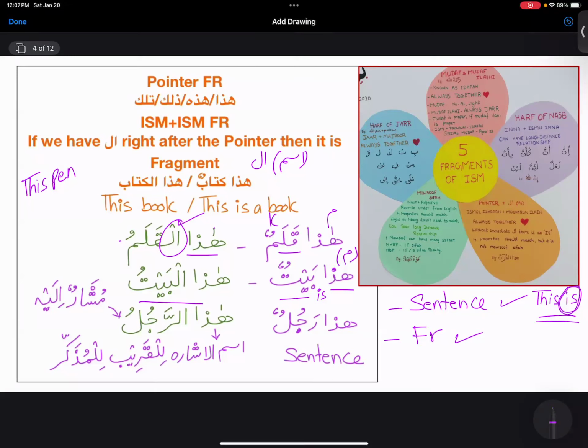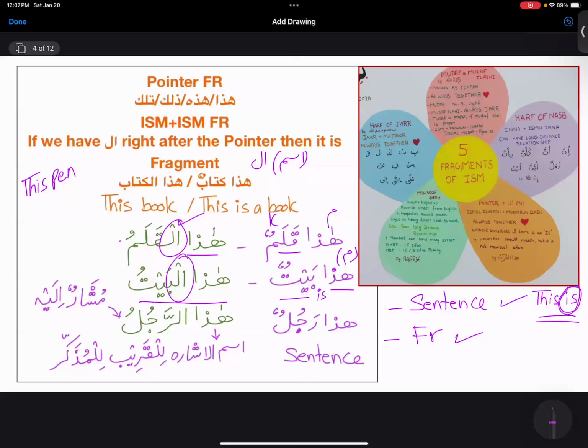But over here, hazal baitu. What is the translation? This house. So this is a fragment now. Right? So label haza, please. Ismul ishara lil qareeb, very good. Lil muzakkar. And what is al baitu? It is haram if you say khabar. No. Al baitu is our musharun ilay over here. Why? Because it has al on it.